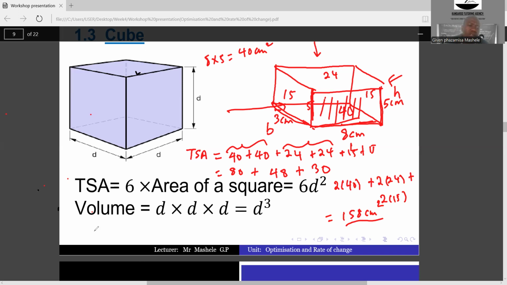Then how about the volume? The volume is like we multiply the different sides here. So it's length, breadth, and height. We can say it's 8 multiplied by 3 multiplied by 5. This will give us a volume of 120 centimeters cubed. This is in cubic units.